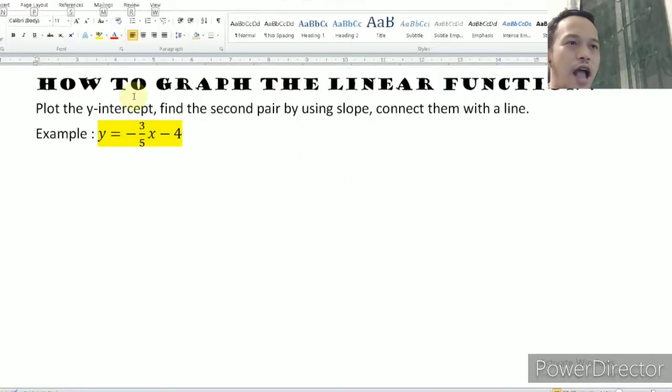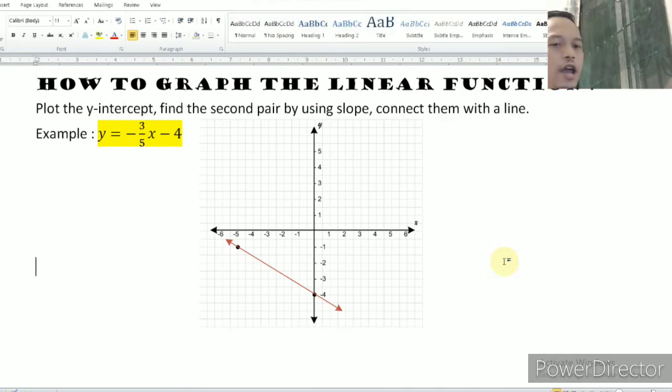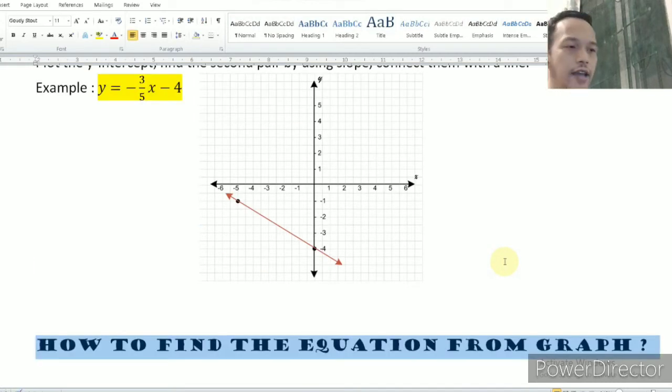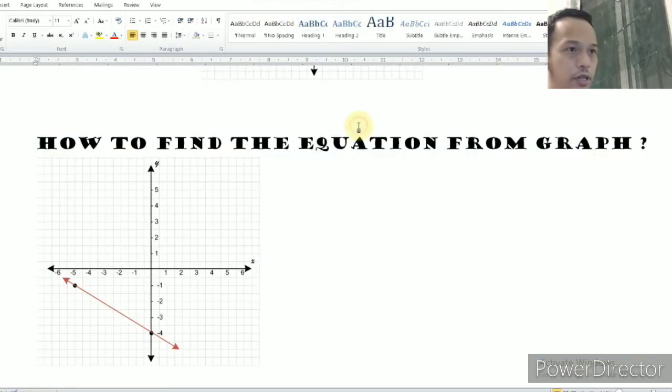After we learn how to graph linear functions given this kind of form, slope-intercept form, this is the graph. Now let's learn how to find the equation from the graph. So let's do the opposite. If you're given this graph, how can you figure out the equation in the slope-intercept form? Let me just use the same example here. Let's just pretend we don't know what the equation is.